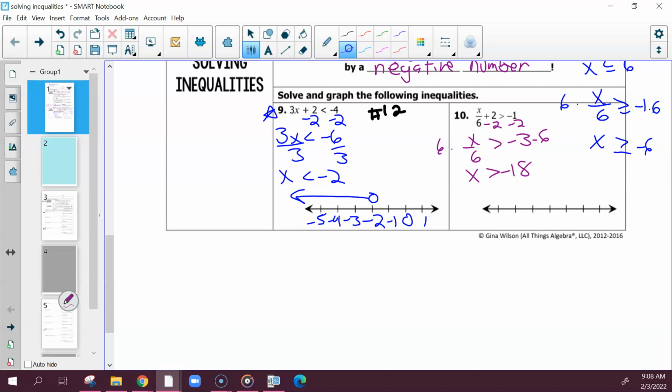Sometimes these numbers get big, and that's okay. -17, -16, -15, -19, -20, and -21. This would be an open circle, but to the right. Questions on that one? We're not going to do every single problem. I just wanted to make sure that we had these two.